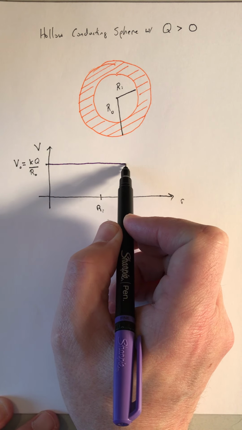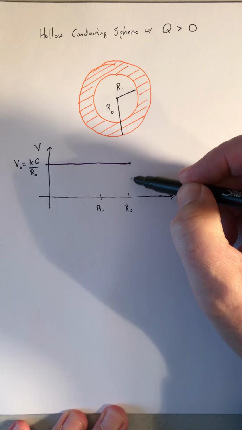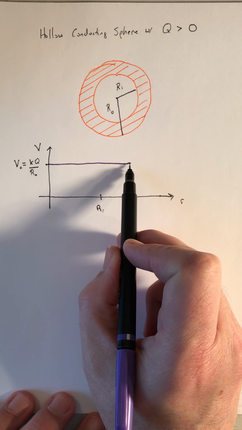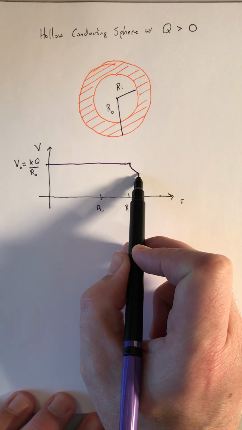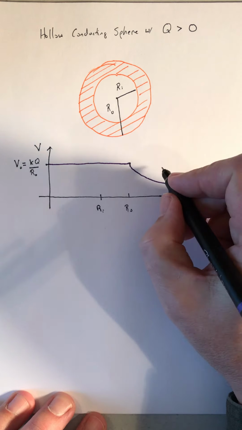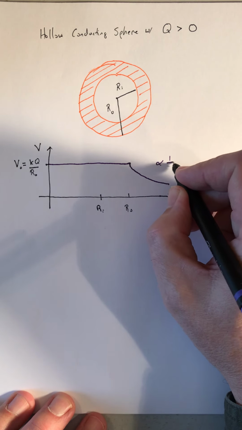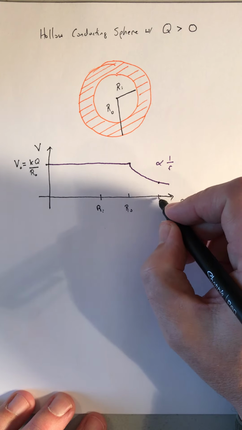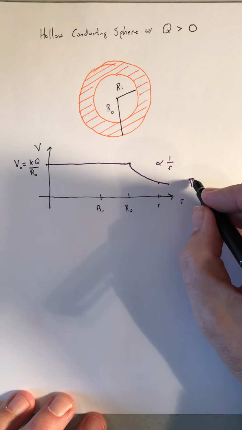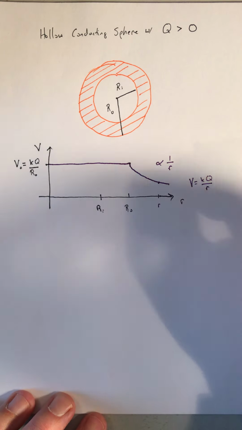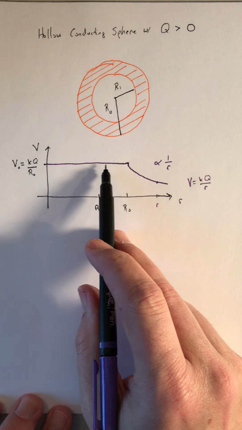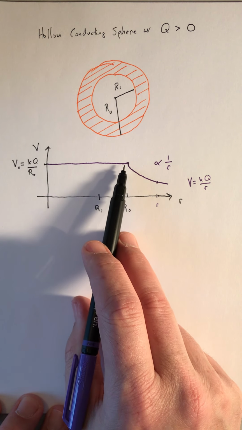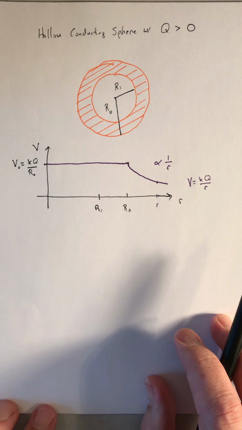So I have a constant flat line, and then once I reach the outer radius of the conductor, this is going to fall off because it's going to look like a point charge. So it's going to fall off with a dependence proportional to 1 over r. So the potential out here, at the point corresponding to that radius r, is going to be a value of kQ over r. So inside the conductor, the electric potential is constant, and once you're outside of the conductor, it looks the same as the potential due to a point charge.